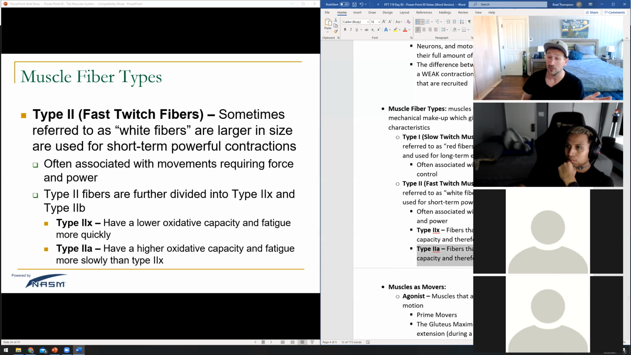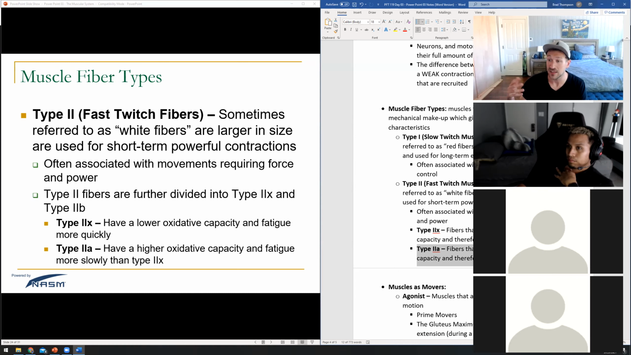When you think of athletics, when you think of sports, generally we're talking about type 2A fibers. We want athletes to have a little bit of endurance, but we also want them to be peak explosive humans, right? Basketball players are my favorite example of this. They can clearly jog up and down the court, but they're very muscular. You've got to be able to get up and dunk a basketball, which takes a lot of force production.